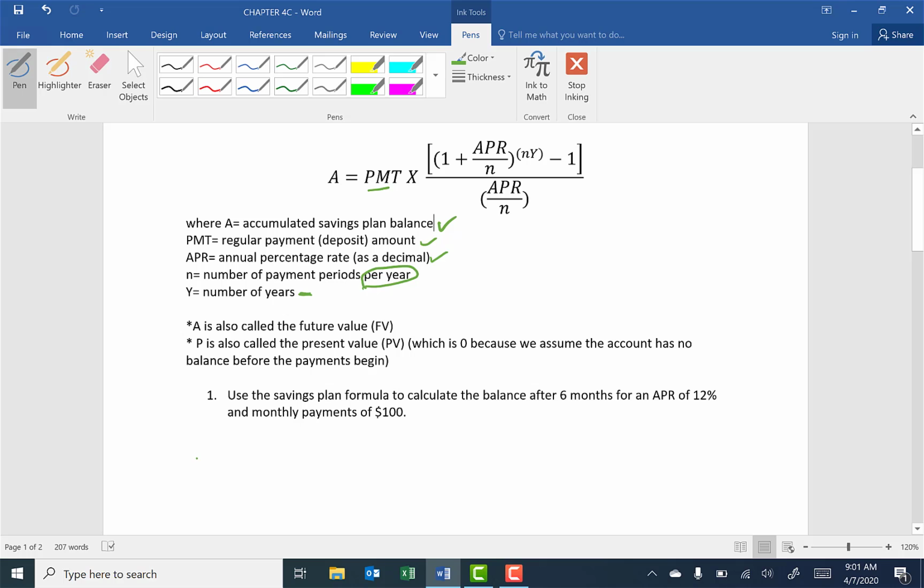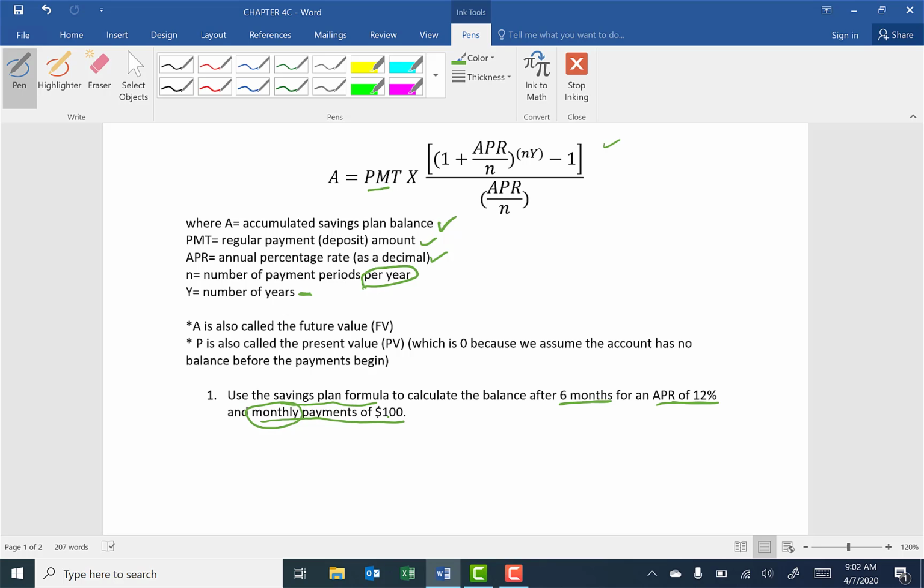So first let's list what we have. Use the savings plan formula, so that tells you to use this formula up here, to calculate the balance after 6 months. So this is going to be key. APR of 12% and a monthly payment of $100. So there are 4 bits of information here. There's monthly, there's a deposit of $100, there's a 6 month time period, and there's an APR of 12%.